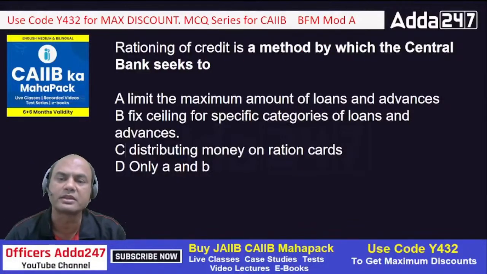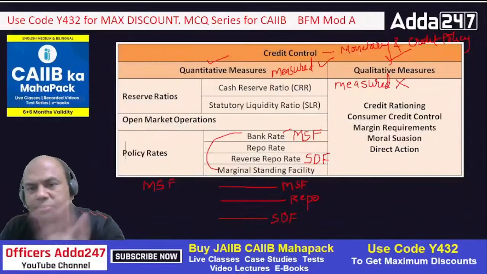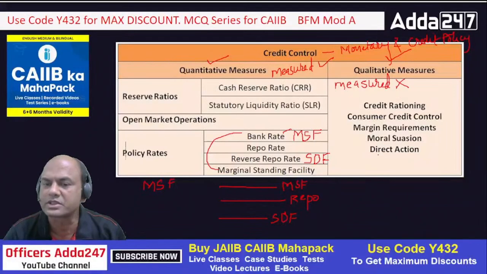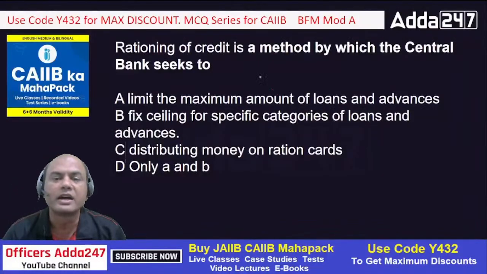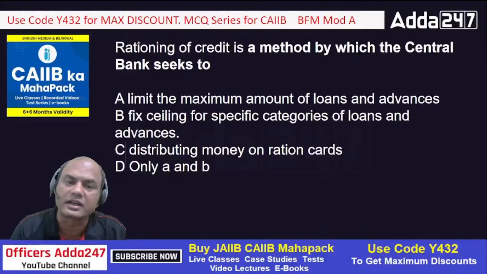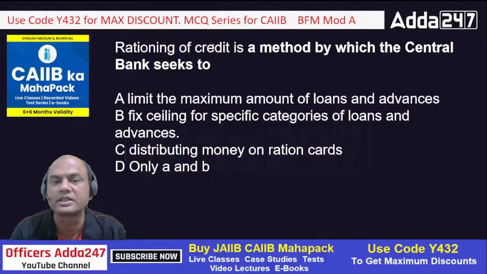Rationing of credit is a method by which the central bank seeks to... Firstly, I'll go step by step. Each one will have 5 questions over here, all related to credit rationing, consumer credit control, margin requirements, moral suasion and direct action. I'll explain one by one, but I'll first get it from you, and if you don't understand, I'll definitely give the explanations. Let's start with the first one. Rationing of credit is a method by which the central bank seeks to, meaning what does the central bank or RBI do in this rationing of credit?